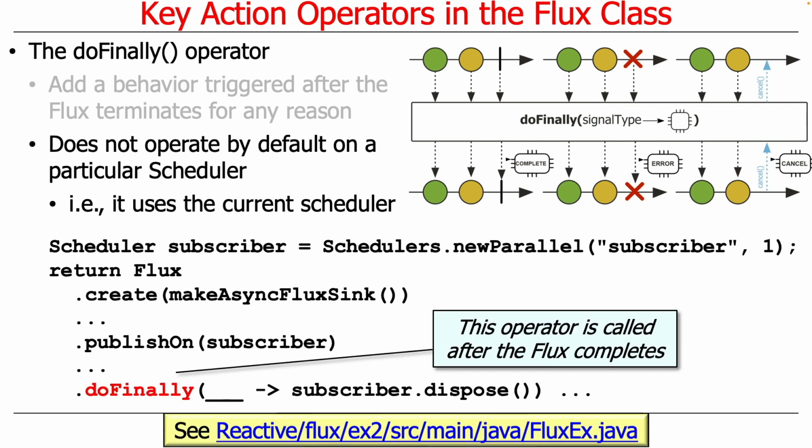Here's a very simple example, similar to what we looked at before. We make ourselves a new subscriber scheduler. So we want to run things in the subscriber. And we put a doFinally operator here so that when the stream is done, on the way out, we can dispose of that subscriber scheduler. Again, kind of like deleting it as you would in a destructor.